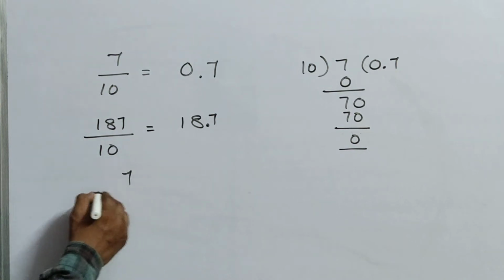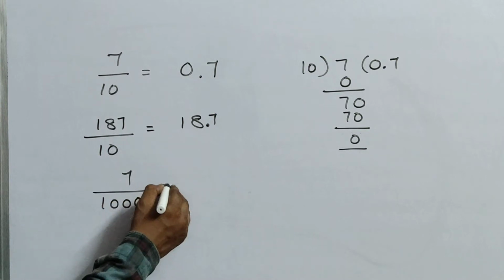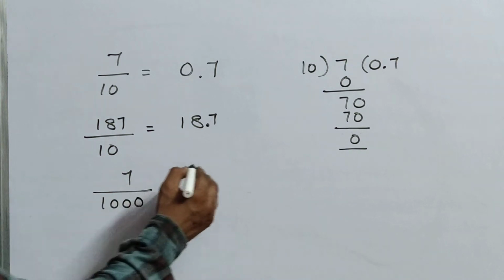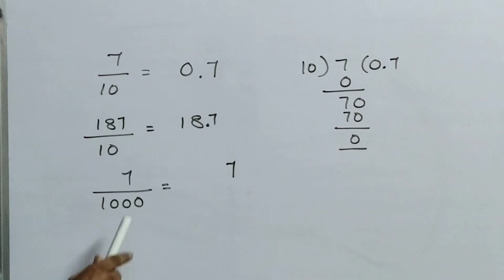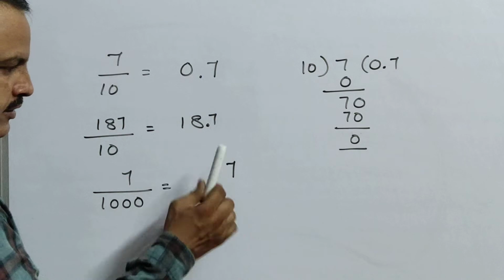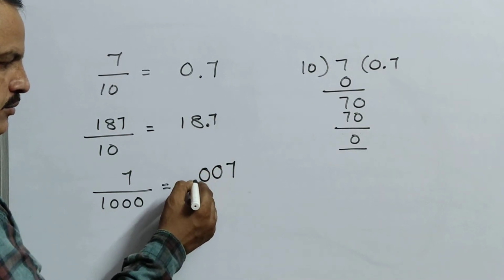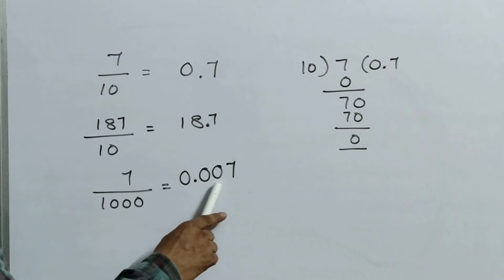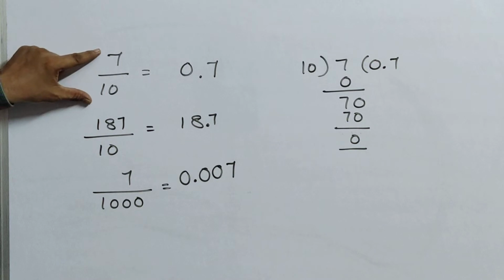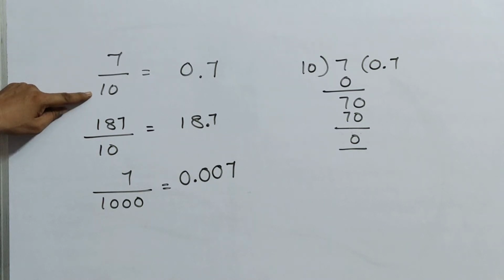Suppose 7 by 1000 is there. So how to write 7 by 1000? See here. Write 7 first. 1, 2, 3, that means 3 zeros. That means 3 digits you have to leave. 1, 2, 3, decimal point, 0. So 0.007. This is how, when a fraction has a denominator that is a multiple of 10, you can write it in decimal form very easily. Okay, children? Now, we will enter into the exercise part.